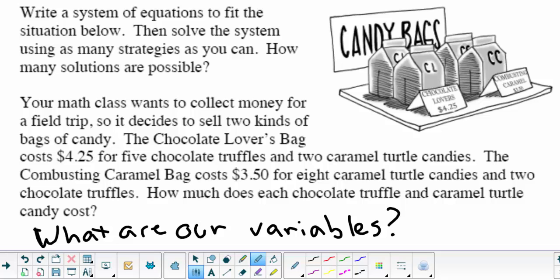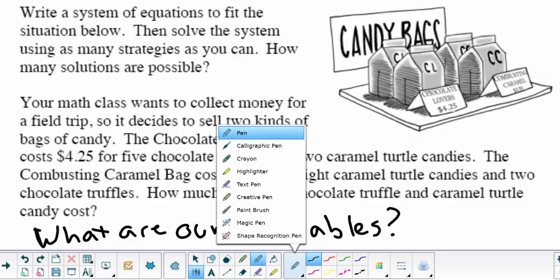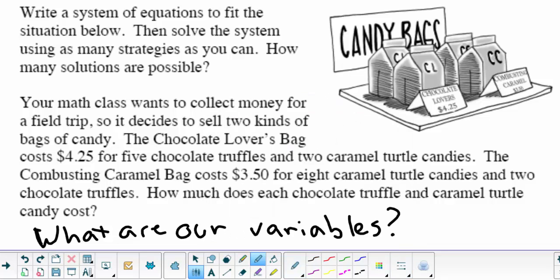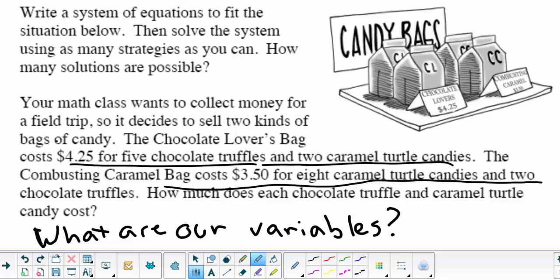Our math class is going to collect money for a field trip. Right, we can't be in school, so we're definitely not going to be on a field trip, right? So we're going to sell two bags of candy. We got the chocolate lovers bag, which is $4.25 for 5 chocolate truffles and 2 caramel turtle candies, and then the combusting caramel bag. Sounds disgusting. It's $3.50 for 8 caramel turtle candies and 2 chocolate truffles. So we have to figure out how much they cost.